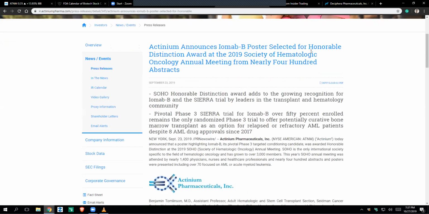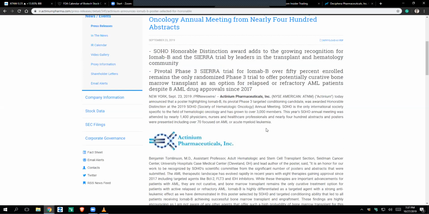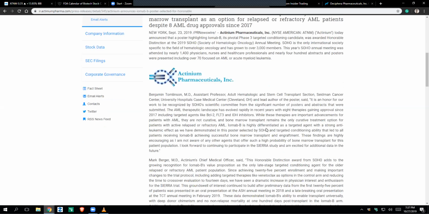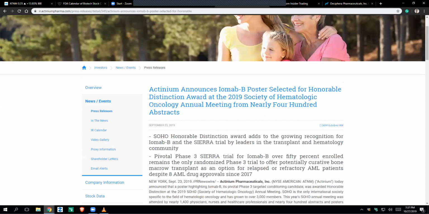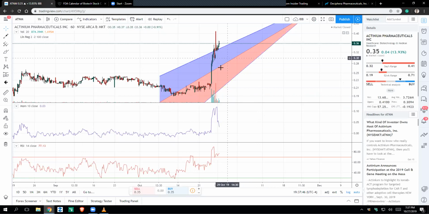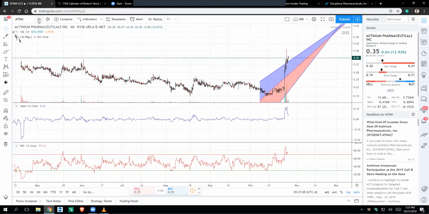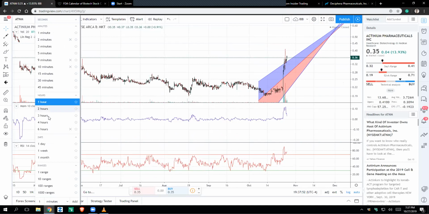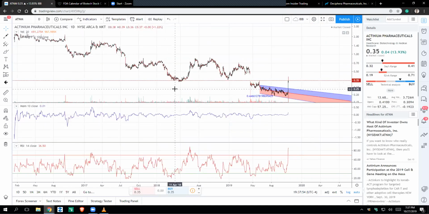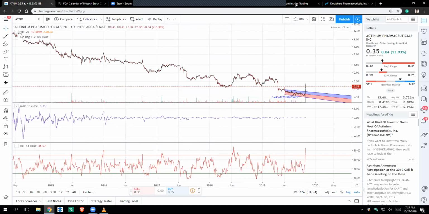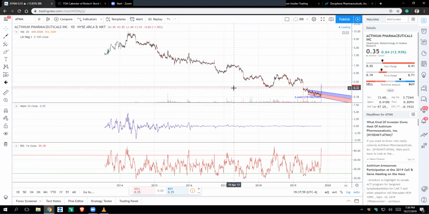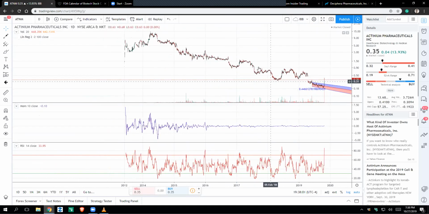So this poster data looks interesting. It was also selected for an honorable distinction award at the 2019 oncology meeting. So the data looks like it might be promising. I mean, this could have still more room to go up. Looks like this was in a downtrend.